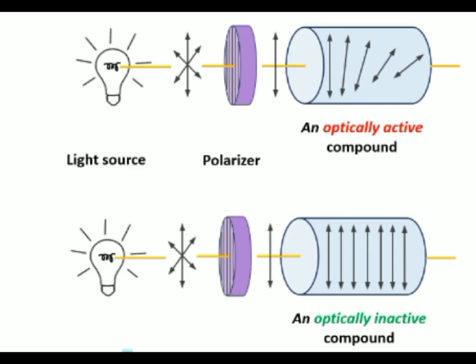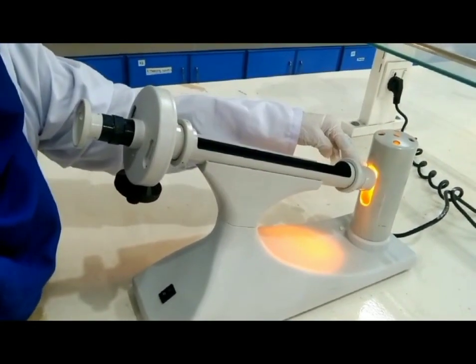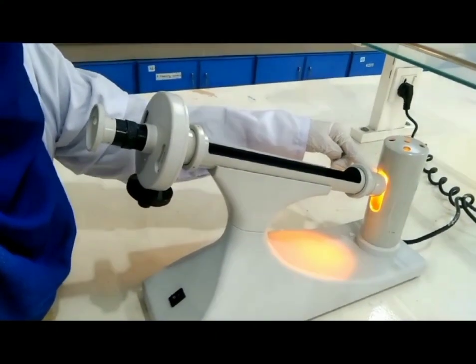Optical activity. The property of compounds being able to rotate the plane of polarization of plane polarized light is called optical activity. The compounds with this activity are called optically active compounds. In the first part of the image you can see that the plane polarized light is rotated, and in the second part of the image it is not rotated. This light is rotated due to the compound's effect, so the first compound is optically active and the second one is optically inactive.